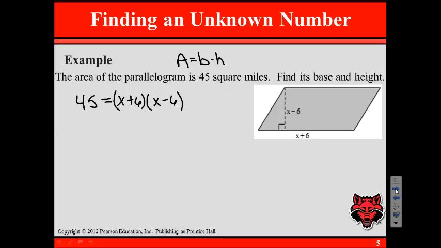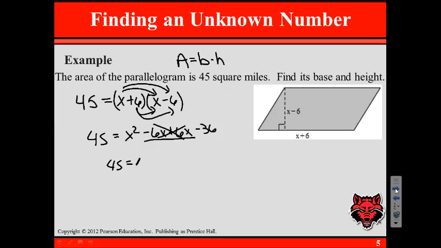So we start by foiling the binomials on the right-hand side. We draw our FOIL arrows, first, outer, inner, and last. That gives us 45 equals x squared minus 6x plus 6x minus 36. We combine like terms and they cancel. So we are left with 45 equals x squared minus 36.